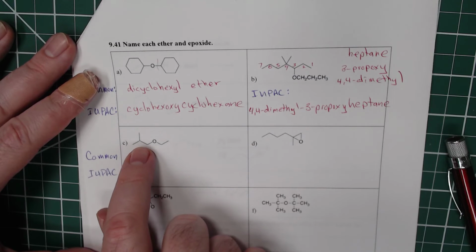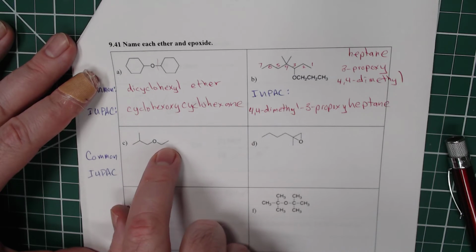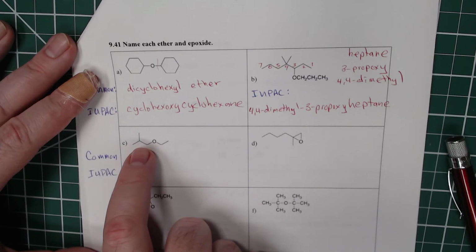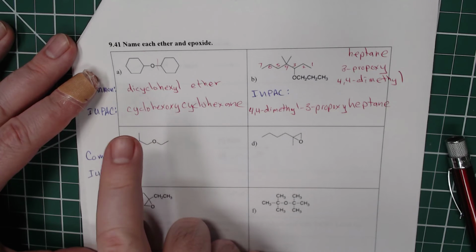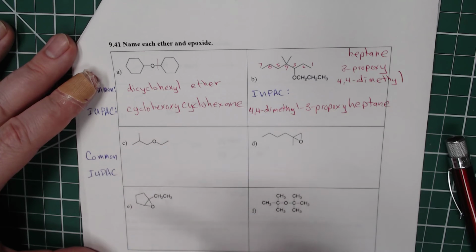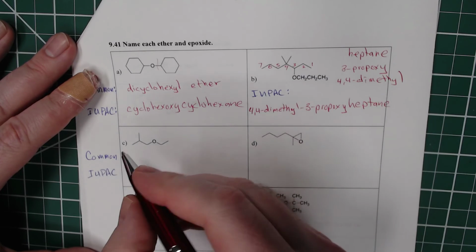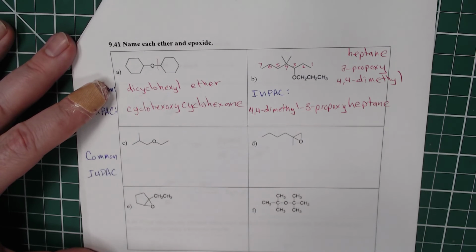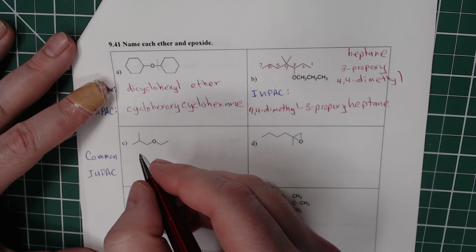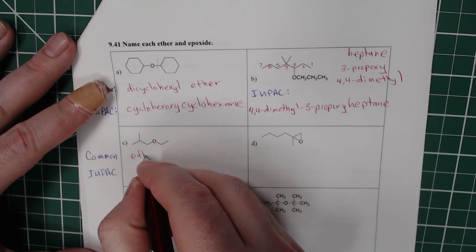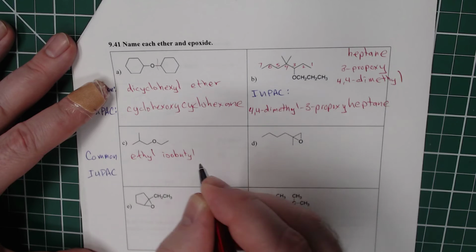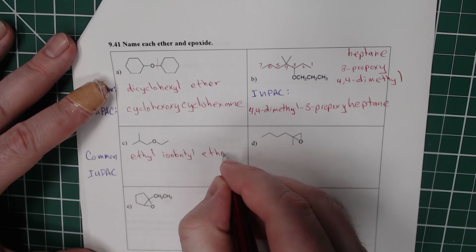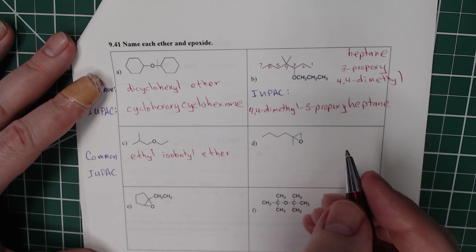We've got an isobutyl, and here we have an ethyl. So what comes first alphabetically, isobutyl or ethyl? Well, E comes before I. Remember, with iso, we use the I for alphabetizing purposes. So we are going to have ethyl isobutyl ether. And like I said, that is the common name.